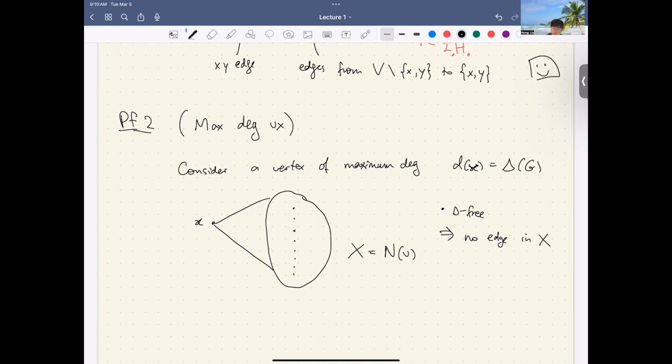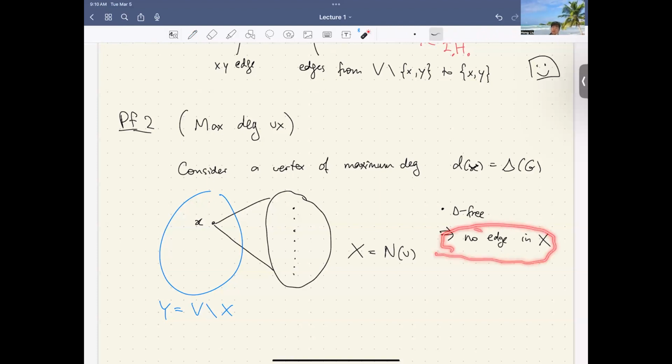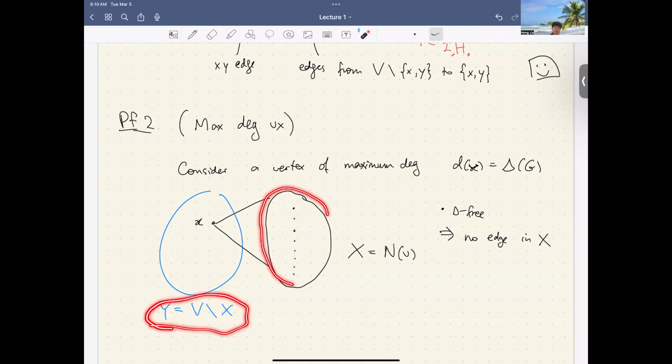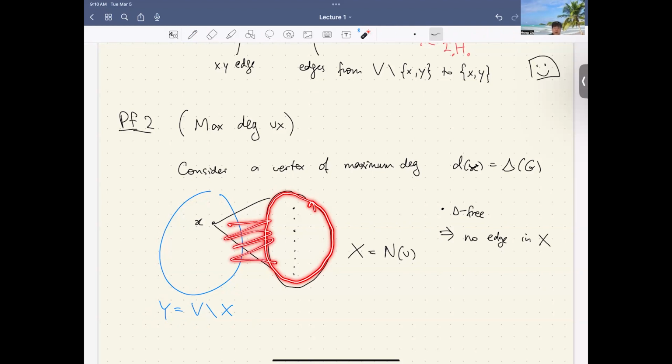Now let's let y be the rest of the vertices, V minus capital X. So little x is in y. Good. What does this piece of information tell us? No edge inside x. We have a partition of the vertex set V: x, the neighborhood of v, and y, the rest. If there's no edge inside x, that means every edge in this graph is either between x and y, or inside y.